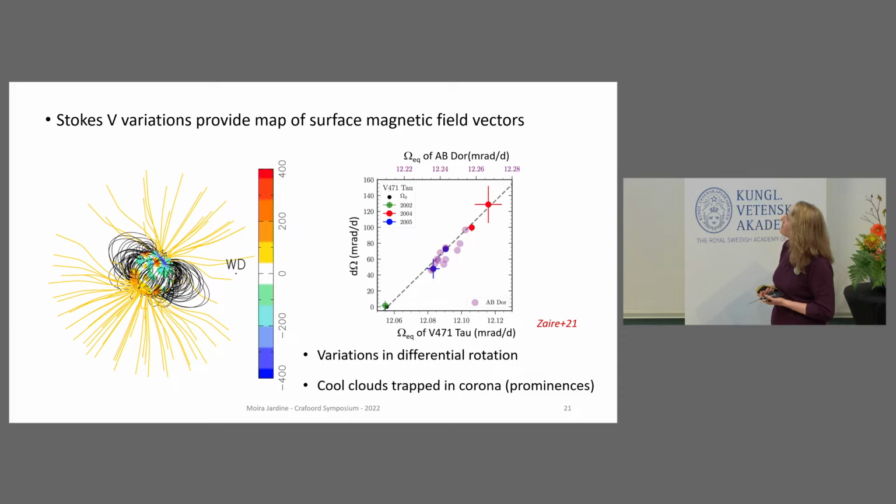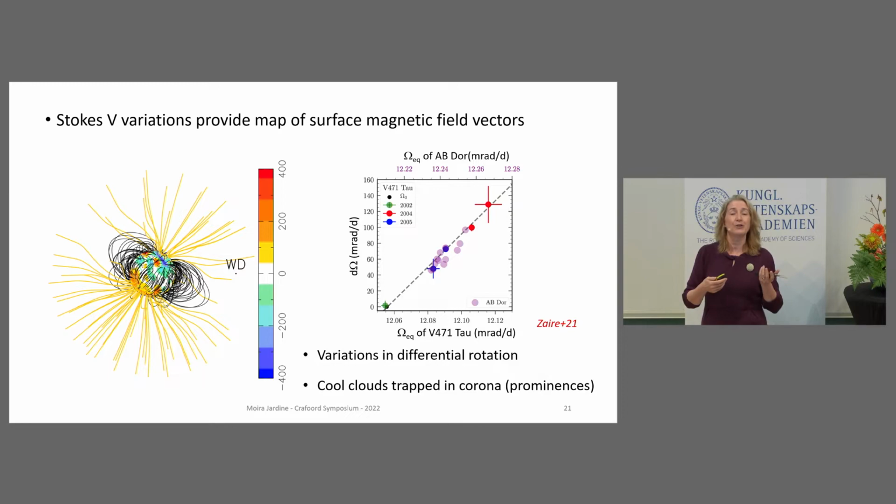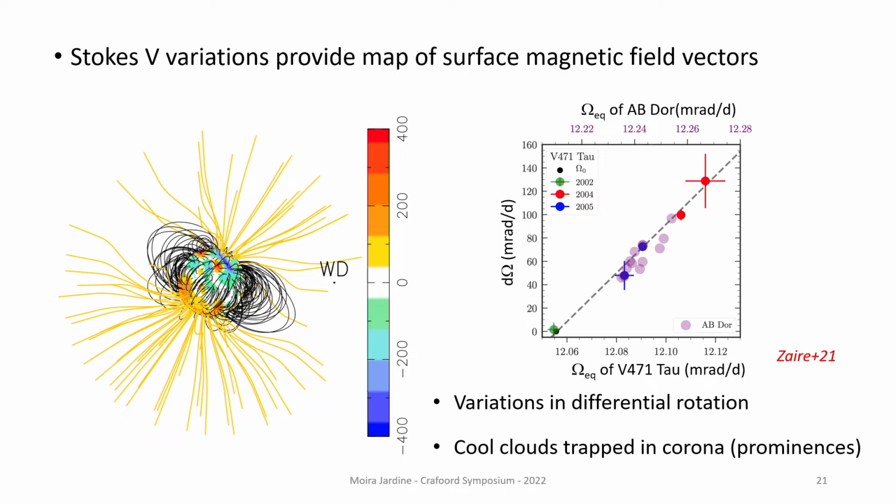We also see cool clouds called prominences trapped in the coronae of many active stars, and these were very well observed on this system. This little point here says white dwarf, so that's the white dwarf component of the binary. And we saw the white dwarf as it goes in front and behind of this star.